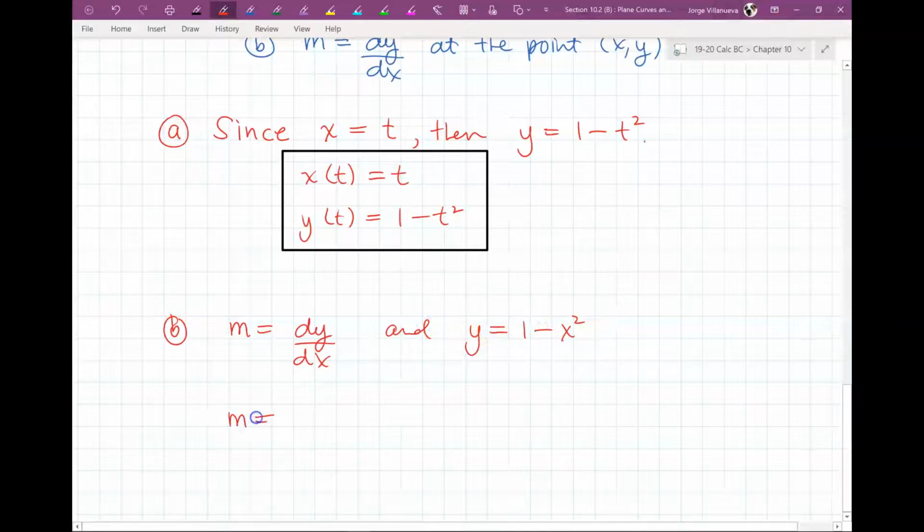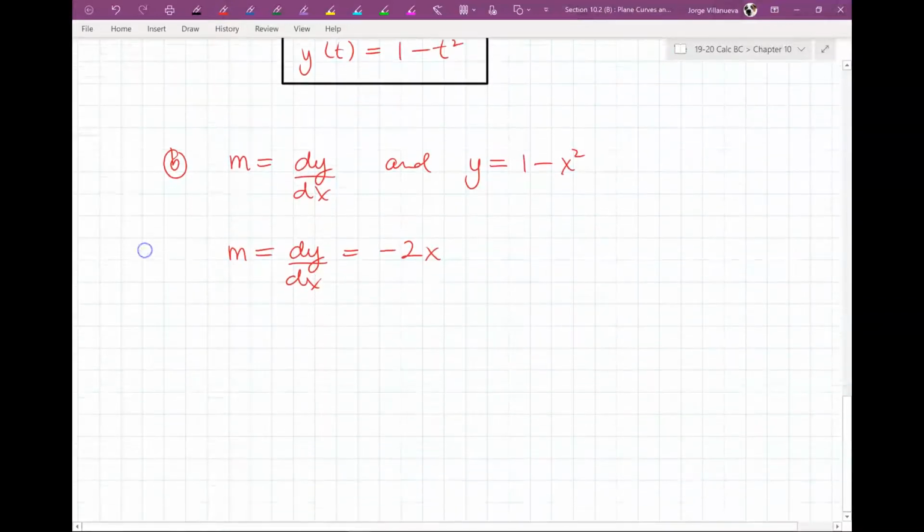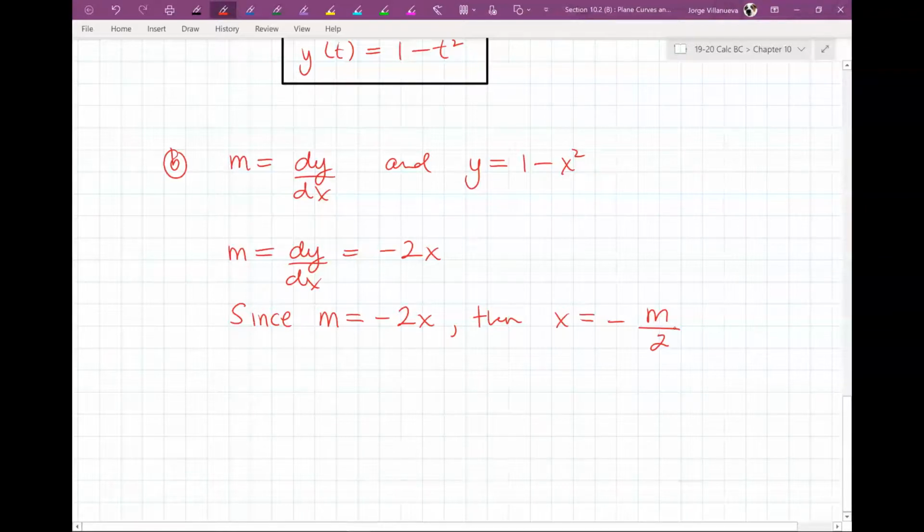Well, my slope, dy/dx, is negative 2x, because that's the derivative of y. So that means my parameter is going to be defined as negative 2x. Let me write this down. Since m is equal to negative 2x, remember we need an x and a y function, then x is equal to negative m over 2. So there's my first half of my parametric equations: x is equal to negative m over 2.